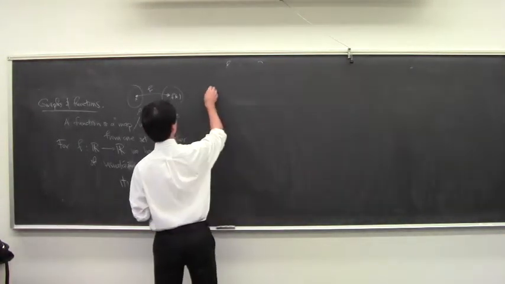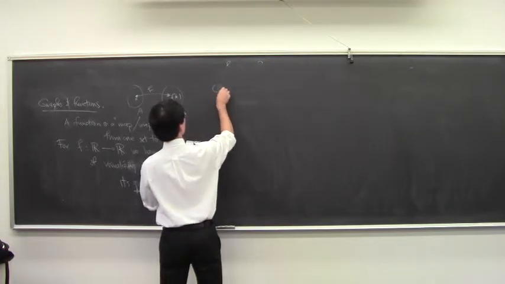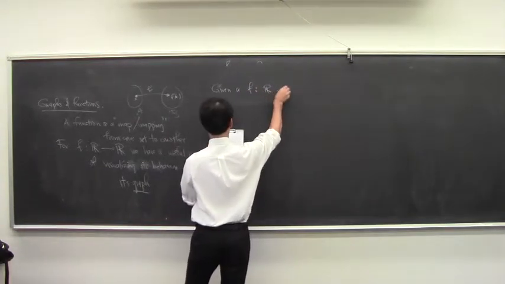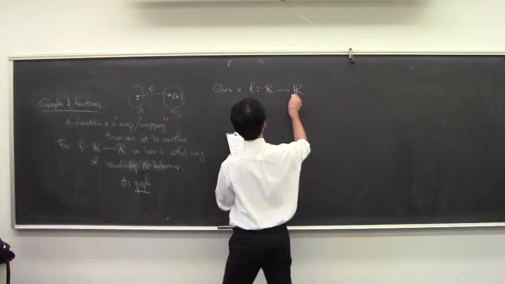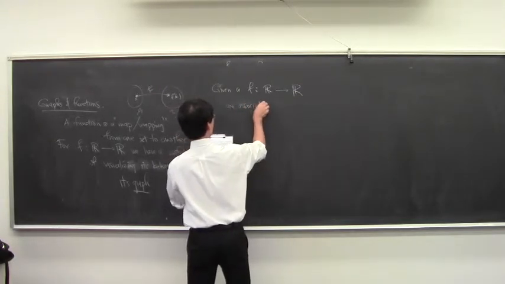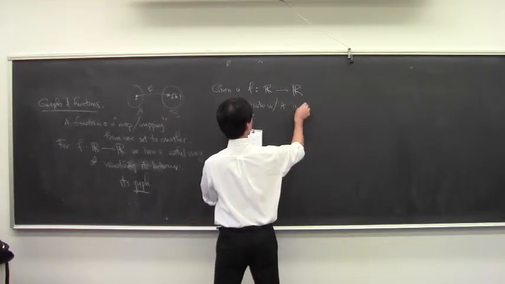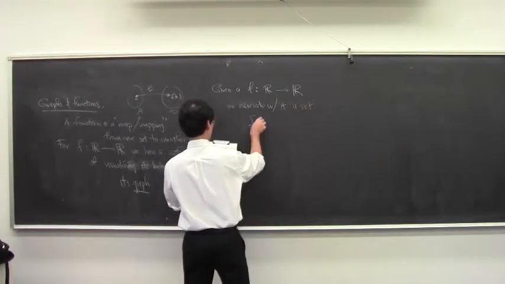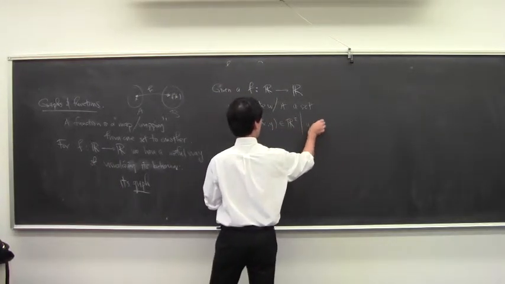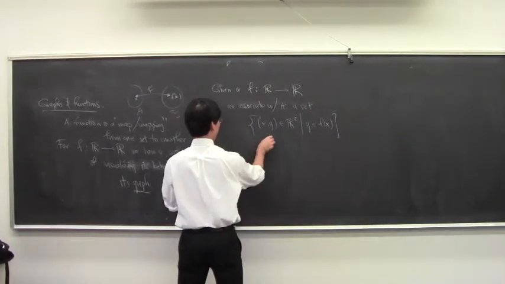Given a function going from R to R, say, we associate with it a set. It's the set of (x, y) in R squared where y equals f of x. It's called the graph of f.